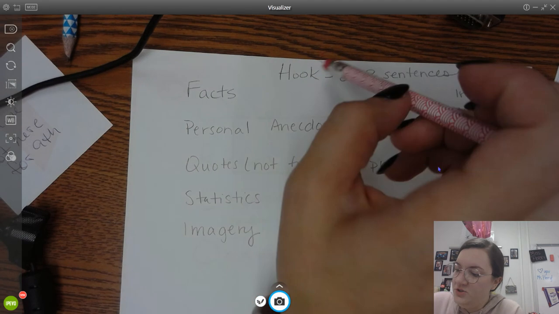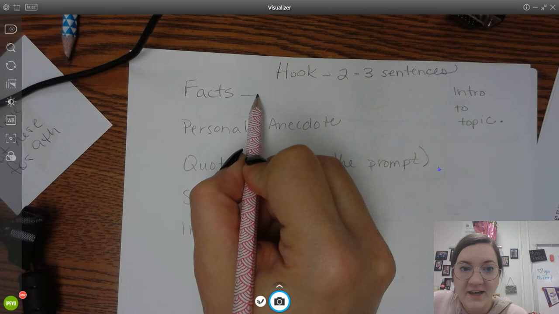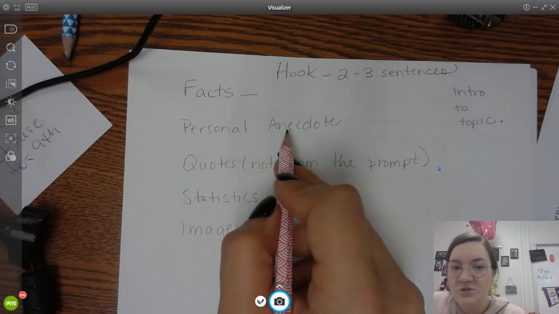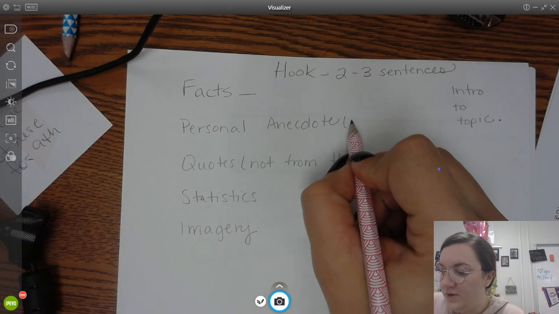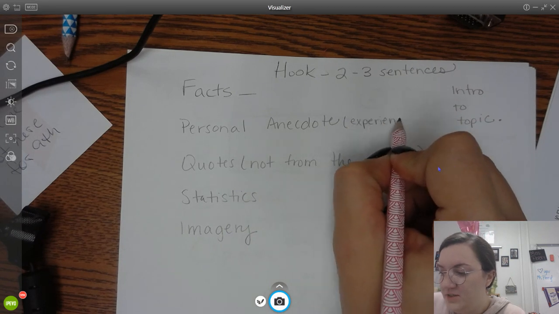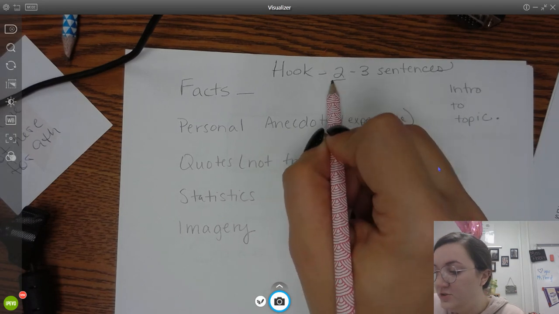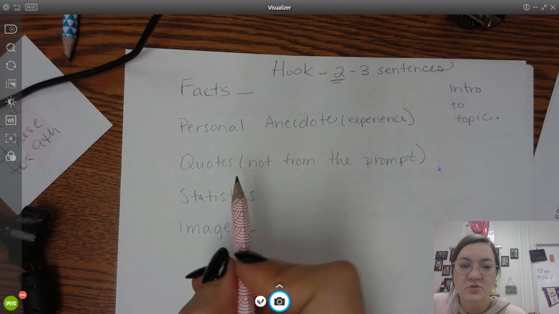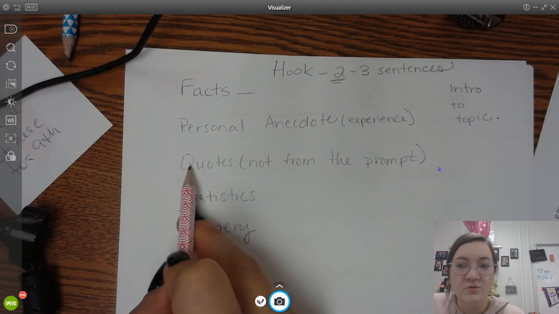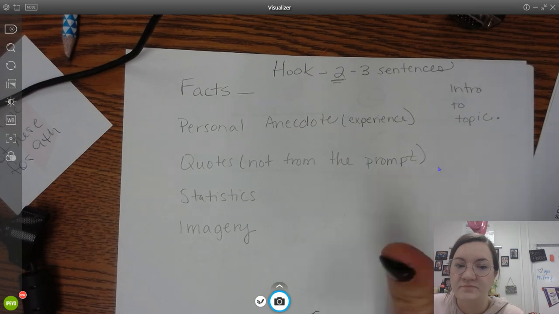And so things that you can use for your hook are going to be facts, right? Personal anecdotes, which is a personal story, your personal story or experience. Again, this is short. It's 2 to 3 sentences, and I would probably lean closer to doing 2. You can include relevant or important quotes if you want to do that. That doesn't necessarily introduce your topic, but whatever.